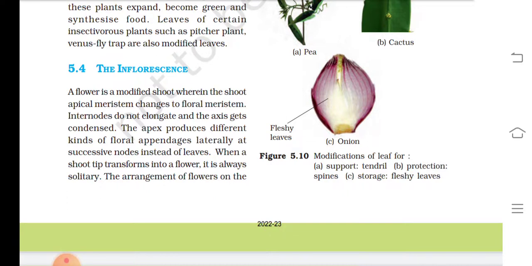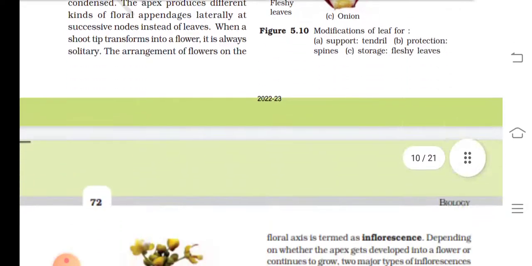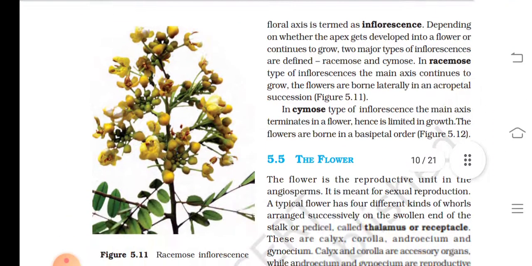5.4 The inflorescence. A flower is a modified shoot wherein the shoot apical meristem changes to floral meristems. Internodes do not elongate and the axis gets condensed. The apex produces different kinds of floral appendages laterally at successive nodes instead of leaves. When a shoot tip transforms into a flower, it is solitary. The arrangement of flowers on the floral axis is termed as inflorescence, depending on whether the apex gets developed into a flower or continues to grow.